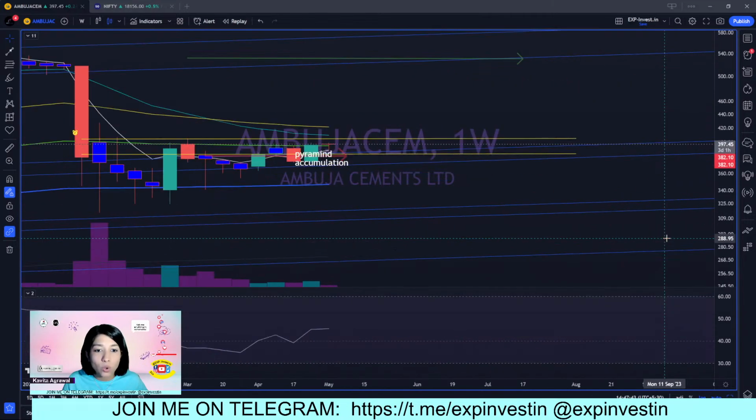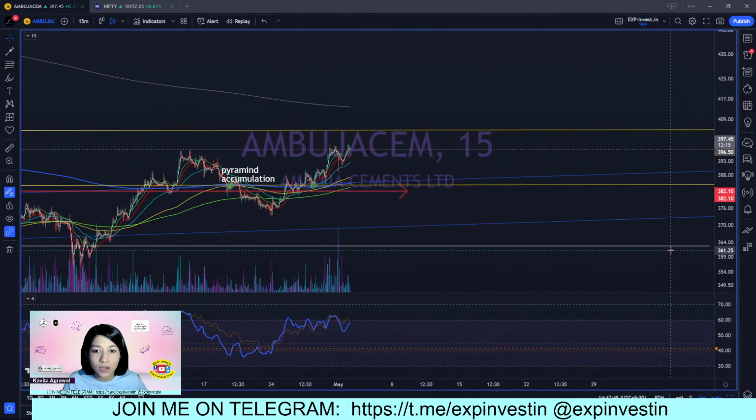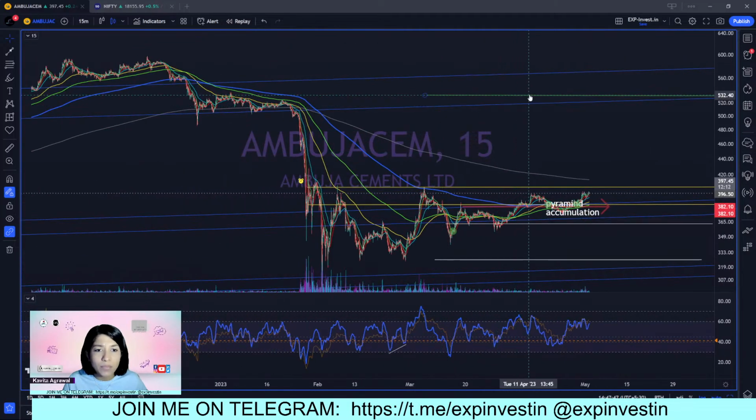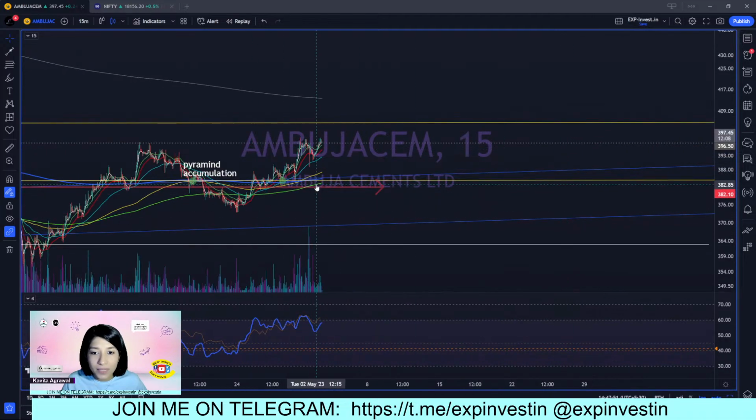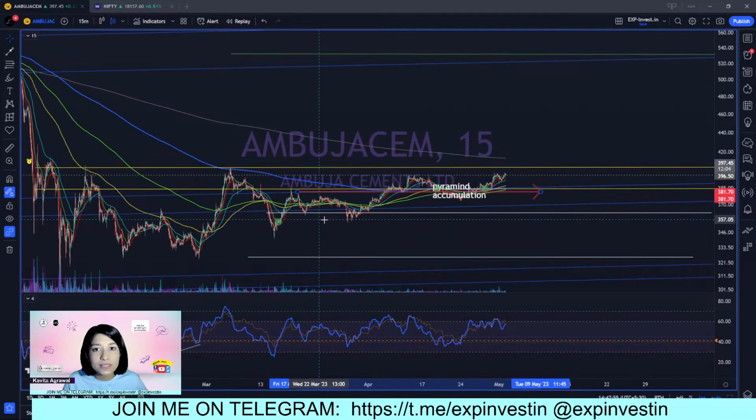So I believe you can also do accumulation in Ambuja Cement. I believe it will reverse to retest the level of 530. That being said, you should maintain a stop loss somewhere around the level of 370 in Ambuja Cement.